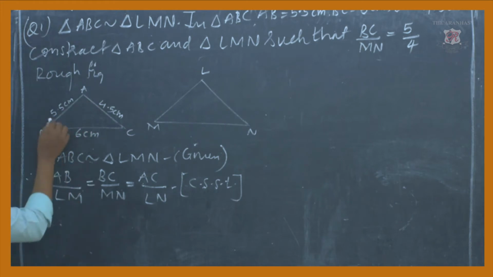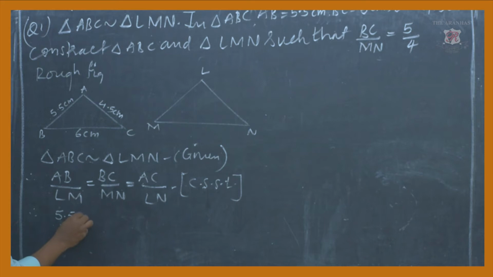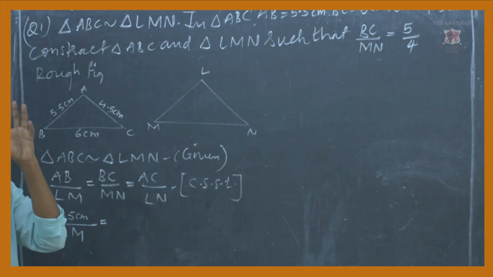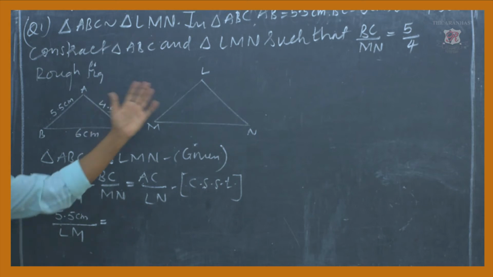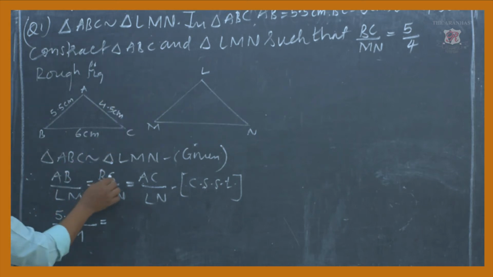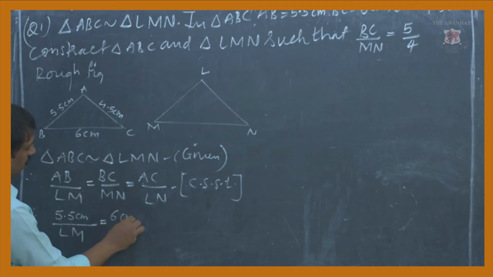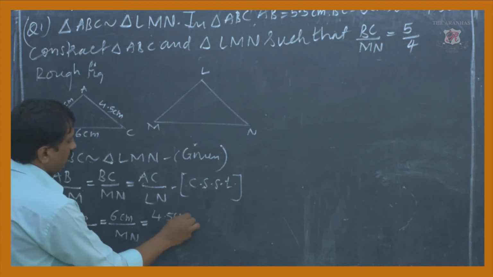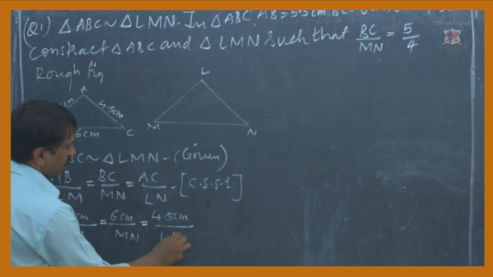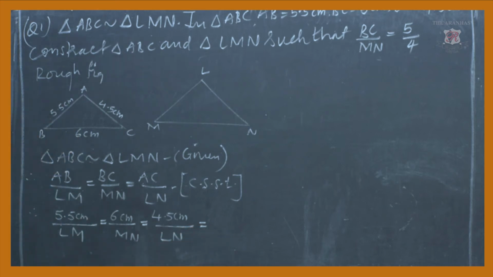Now therefore, AB is given here as 5.5 centimeter, upon LM, which is not given, so we will write it as LM. Don't be confused here: first, directly substitute the value of the corresponding side, first substitute the given measurement, and then show the corresponding sides ratio. So BC is given here as 6 centimeter upon MN, which we have to find, which is equals to, next is AC, which is given here as 4.5 centimeter upon LN.